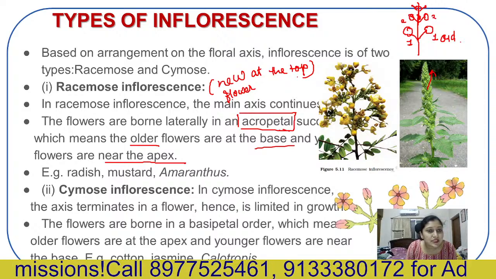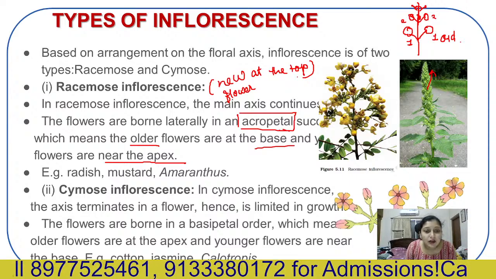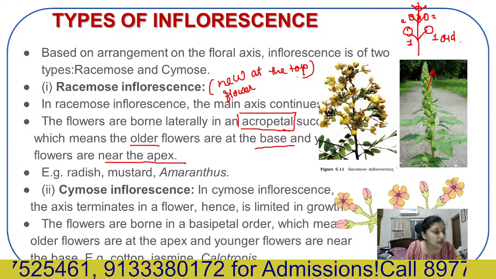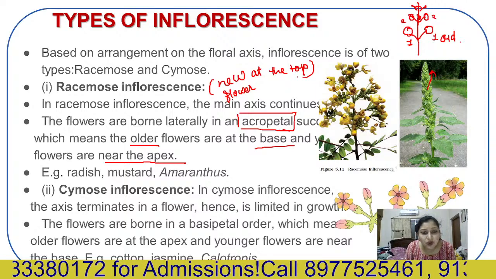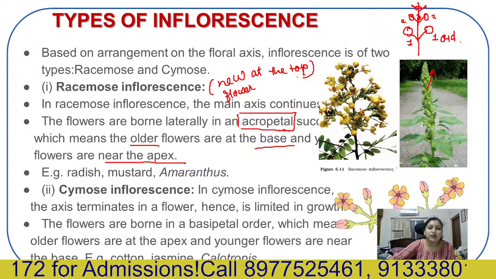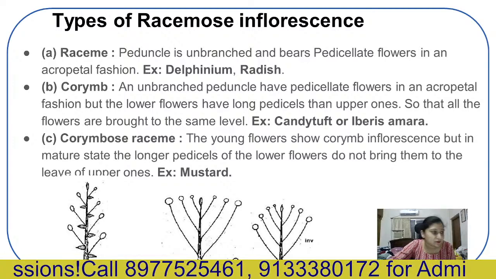So, examples of racemose inflorescence are radish, mustard, amaranthus. All these are examples of racemose. We will be discussing different types of racemose inflorescence. So, these are the different types of racemose.